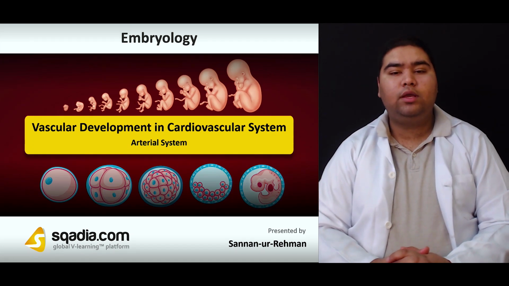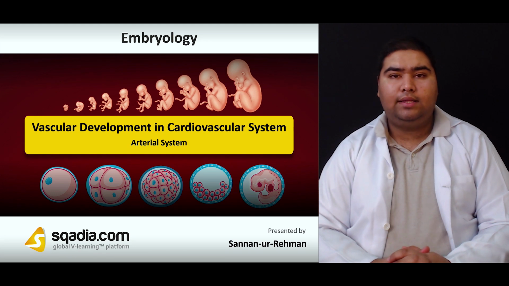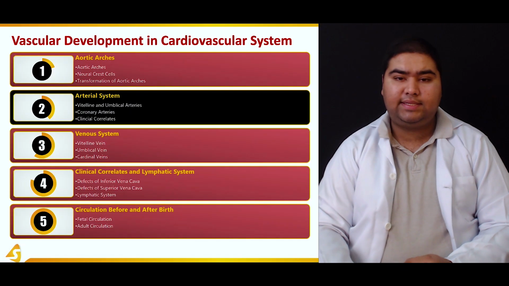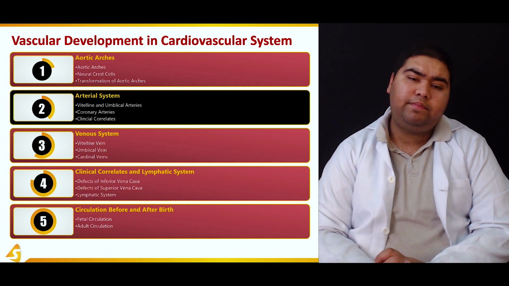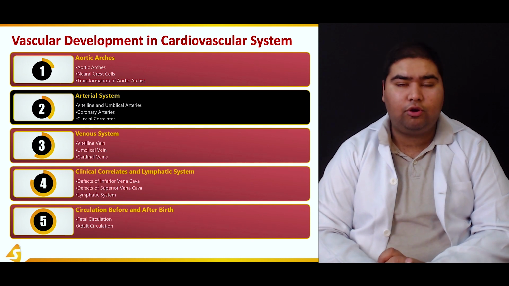Welcome again. We are talking about the vascular development in the cardiovascular system, and this section is about the arterial system. In this section, we'll be talking about the vitelline and the umbilical arteries, the coronary arteries, their development, and what happens if the developmental process goes wrong.